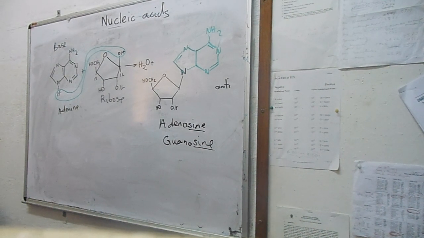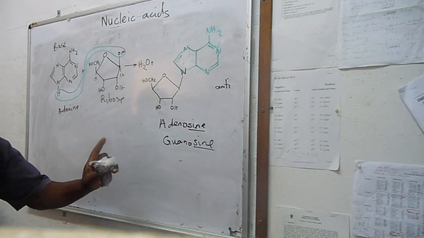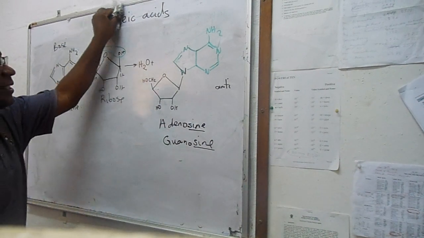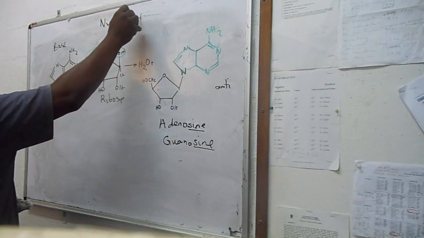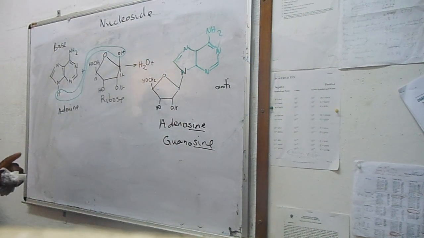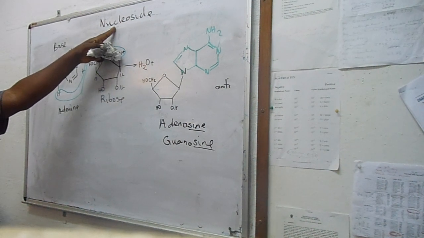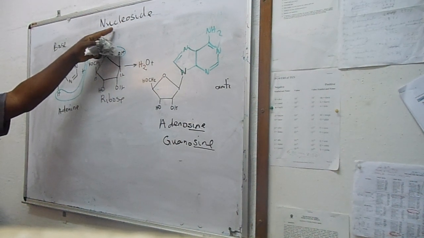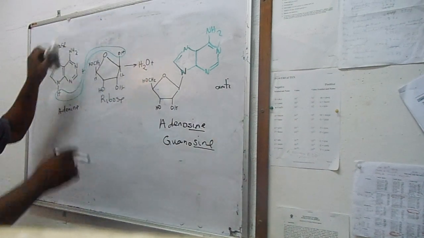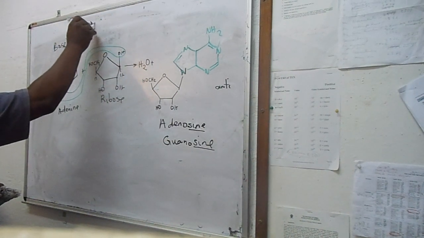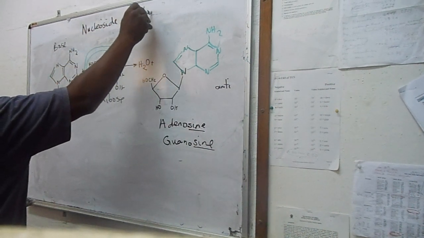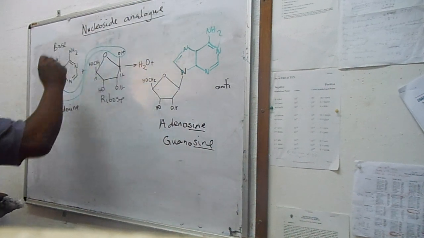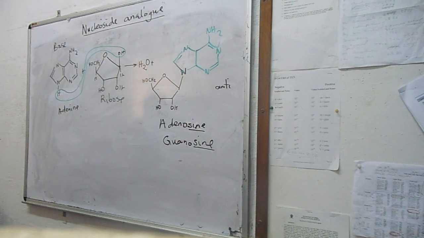Now, there are certain chemicals that have similar structures to nucleosides. There are certain compounds that have a structure similar to nucleosides. Those are called nucleoside analogues.